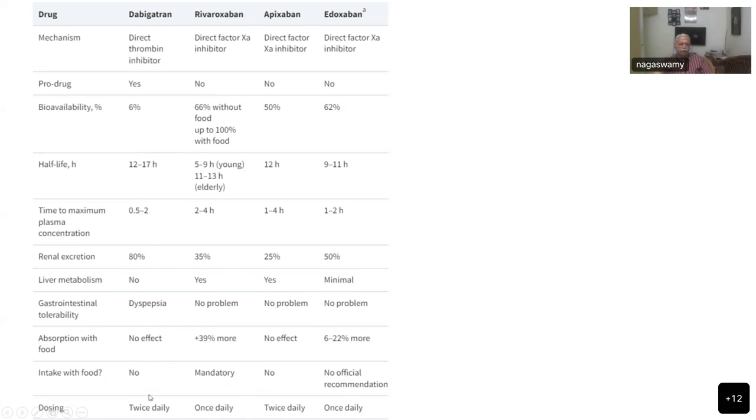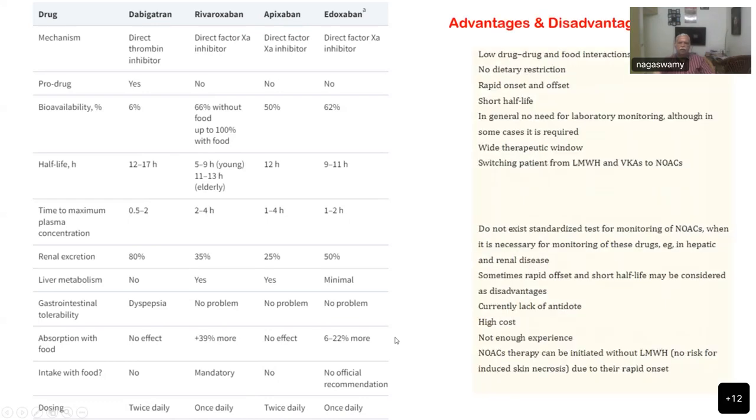Dosing: dabigatran twice daily, rivaroxaban once daily, apixaban twice daily, and edoxaban once daily. So rivaroxaban and edoxaban are usually prescribed as once daily dosing. Now, this again is a summary of advantages and disadvantages.